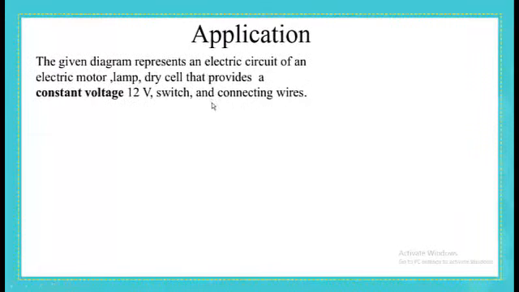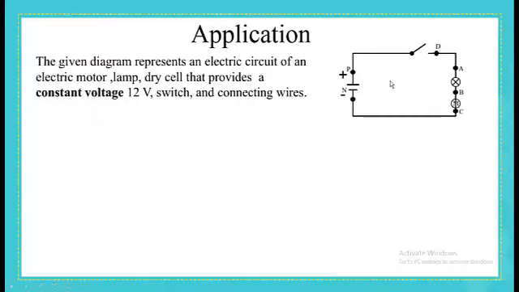First, you have to read the given and observe the adjacent document. Pause the video and take your time. So, we have an electric circuit with a dry cell that delivers a constant voltage of 12 volts. We have a switch, connecting wires, and two appliances, a lamp and a motor. Starting with the first situation, switch K is opened.